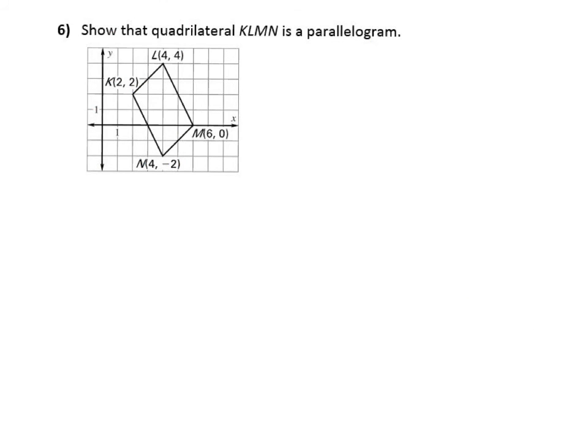So for this last example, I want to show that quadrilateral KLMN is indeed a parallelogram. Well, there's a couple different ways I can do this. One, I can show that these opposite sides are congruent. Okay, that could work. Or I could do one pair of opposite sides is congruent as well as being parallel. Or I could show that both pairs of opposite sides are parallel. Or I could, if I really wanted to, find the diagonals and show that they do actually bisect each other. All right, you have several different options.